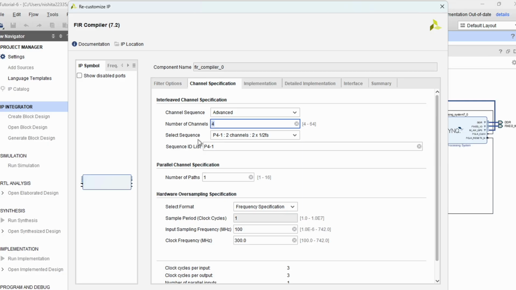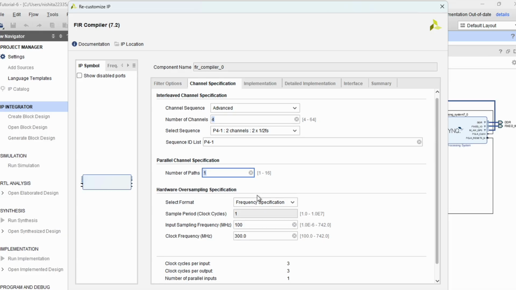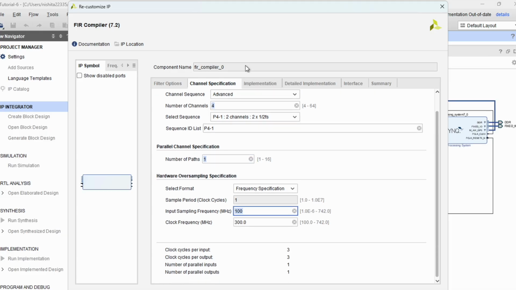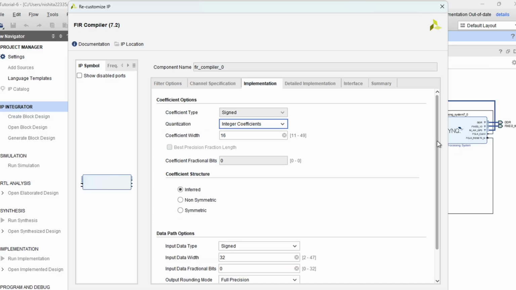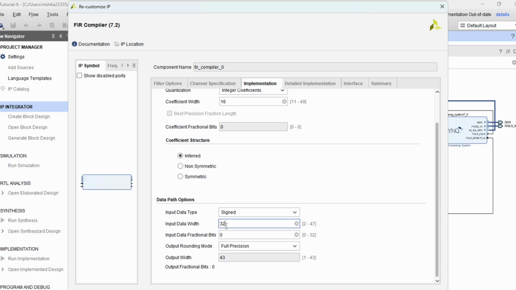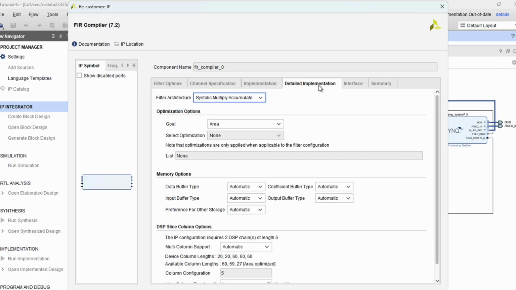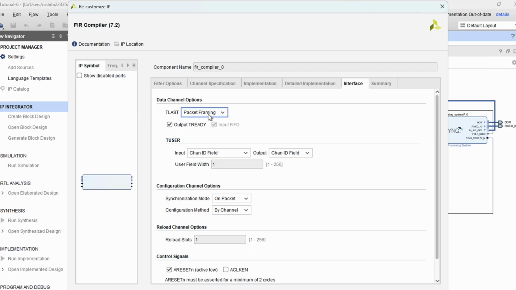The sequence inside this advanced implementation I have used is P4.1 with one path and an input sampling frequency of 100 MHz. In the implementation tab, I have increased the input data width from 16 to 32. In the interface tab, I have put my T last on packet framing, enabled output T ready, and in the T user section, I have selected channel ID field for input and output, and my configuration channel option shows my synchronization mode is on packet and the configuration mode is by channel.